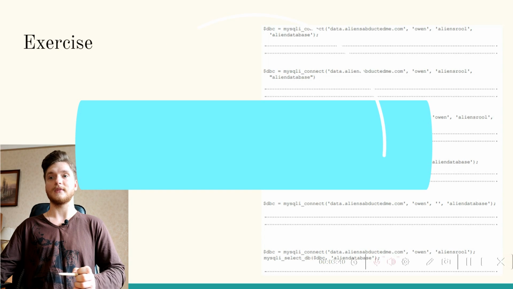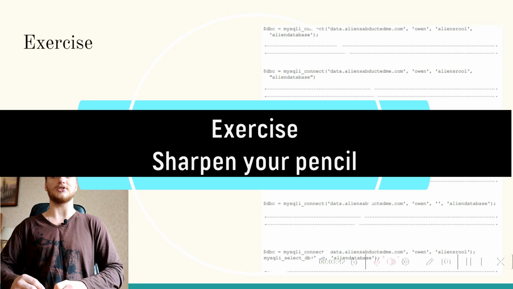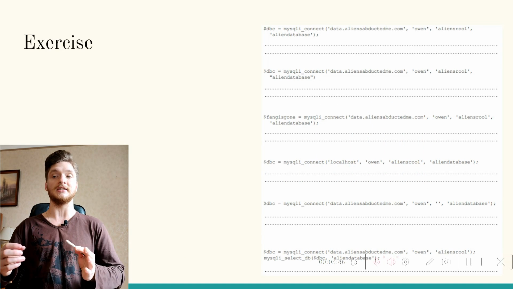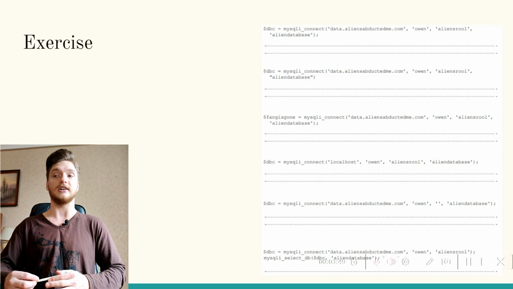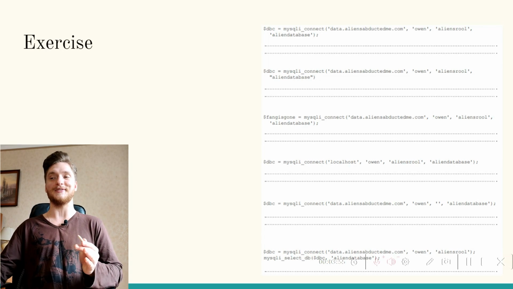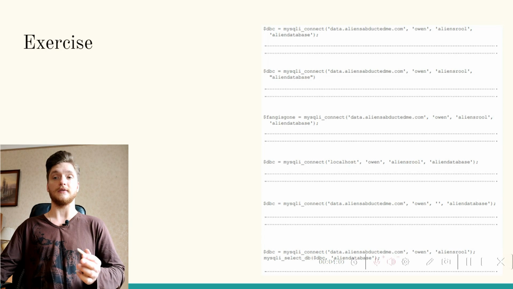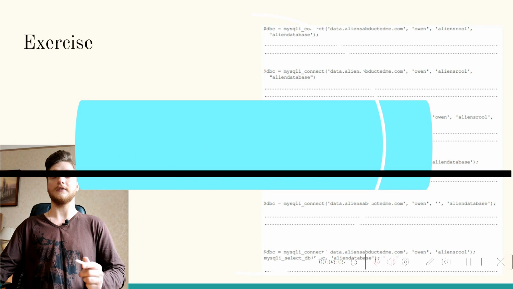Exercise. Here are some examples of PHP database connection strings. Look at each one and then write down whether or not it will work and how to fix it. Also circle any of the code you find problematic. Be ready for a solution to this exercise. If not, take a pause.